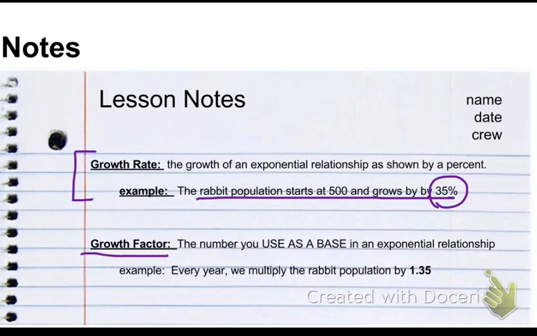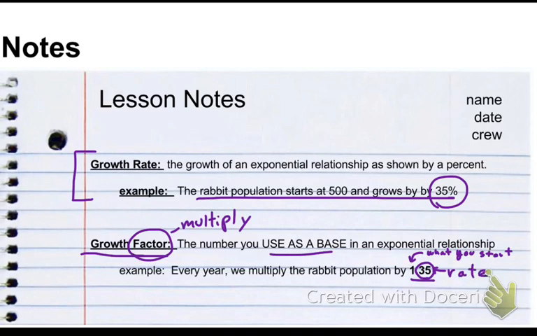Now, growth factor is something else completely. When you think factor, think multiply. Growth factor is the number you use as a base in the exponential relationship. So every year we multiply the rabbit population by 1.35. And once again, that 1 is for what you start with, and the 0.35, what you add to it, that is your growth rate. That's where your growth rate is shown.